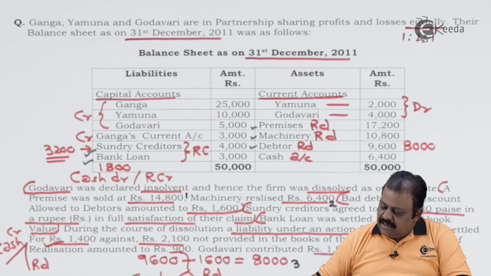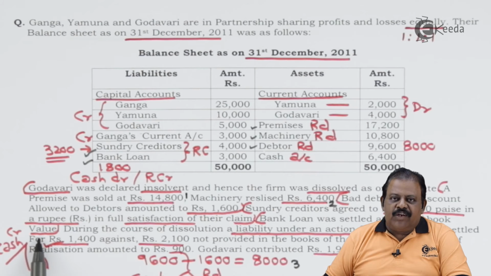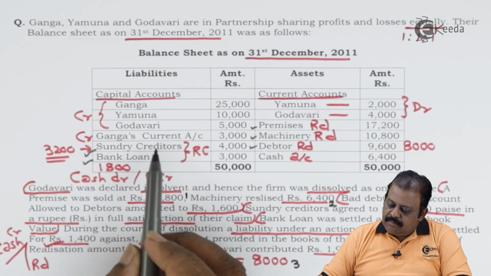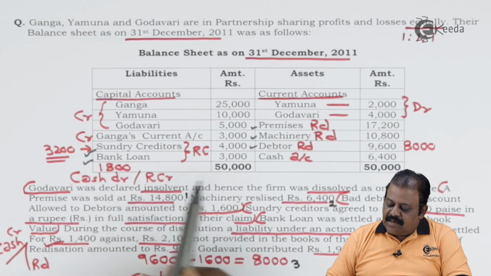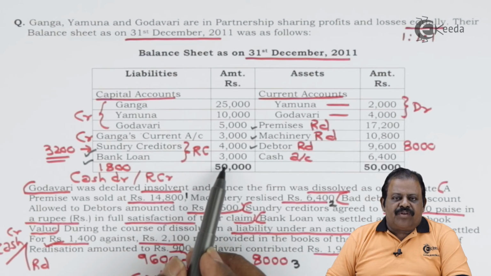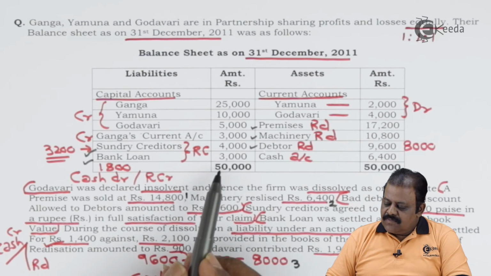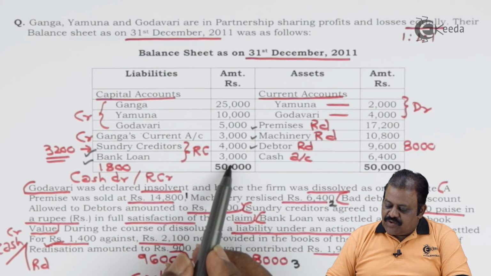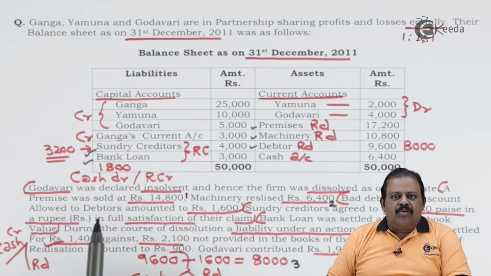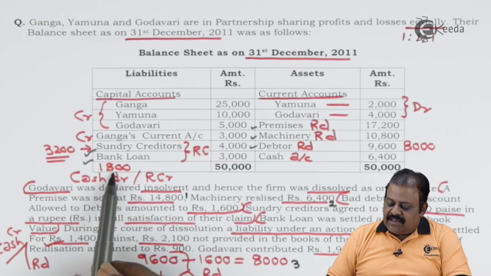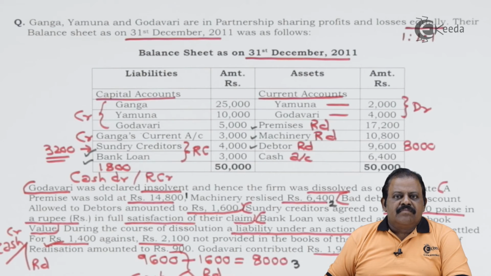Bank loan was settled at 60% of book value. Bank loan is 3,000. Settled for 60% means bank has waived the balance 40%. So 60% of 3,000 is 1,800. So actual amount of loan is settled at 1,800.